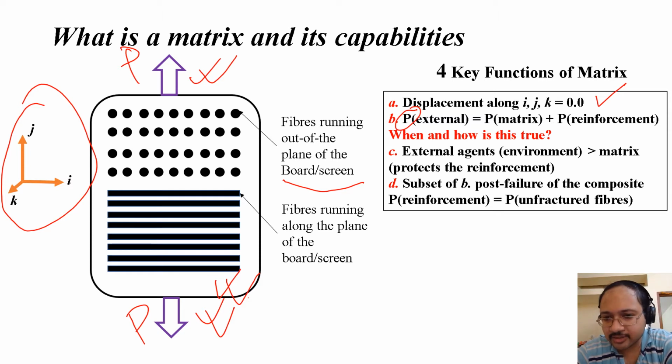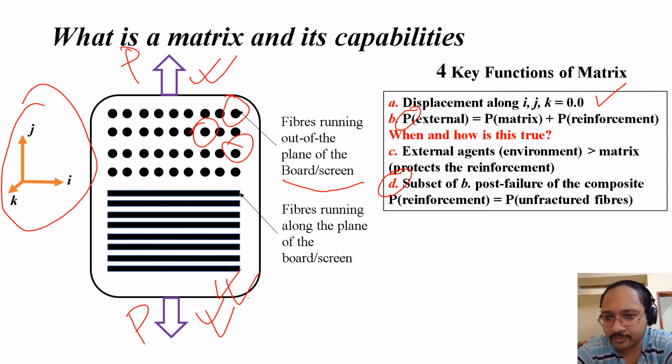Third, external agents, so the environment. As the matrix is everywhere surrounding the reinforcement, this will help to protect the composite from the external environment. And the fourth key function is the subset of B.